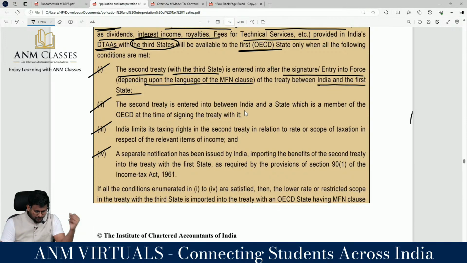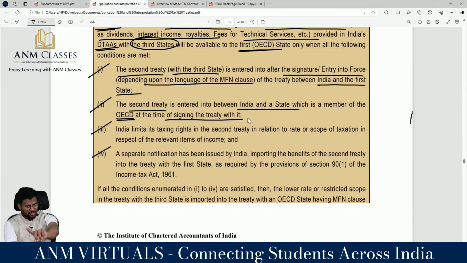The second treaty is entered into between India and a state which is a member of what? Oh, at the time of signing the treaty therewith. That is another condition. நாங்க subsequent treaty enter பண்றோம் இல்லையா? அந்த subsequent treaty enter பண்றவங்க என்ன மெம்பர் கண்ட்ரியா இருக்கணும்?